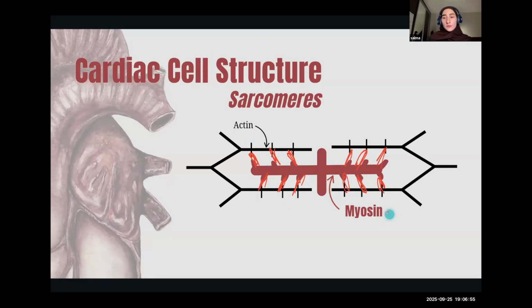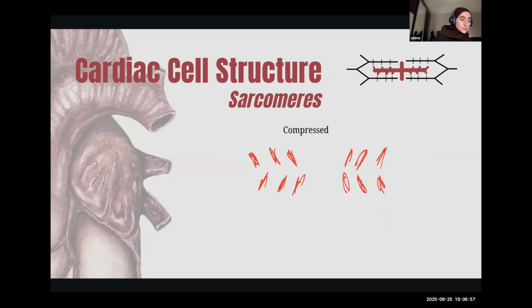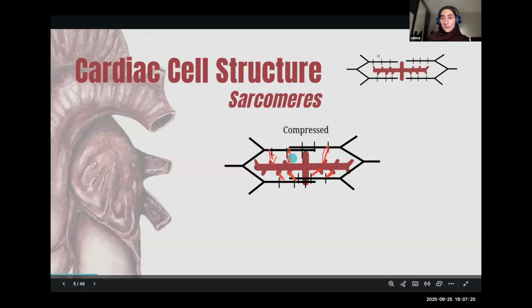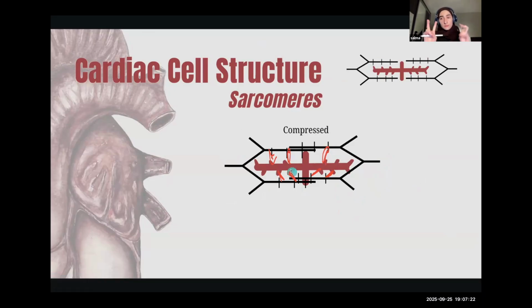Now, what if we compressed our sarcomere and it looked a bit more like this? So this one would bind here, this one here, this one here, this one would have nothing, this over here, like that, I guess. How many connections would you have? 7. Okay. Now, which one do you think would be stronger? The one with 7 connections, or the one with 12? Exactly, the one with 12.